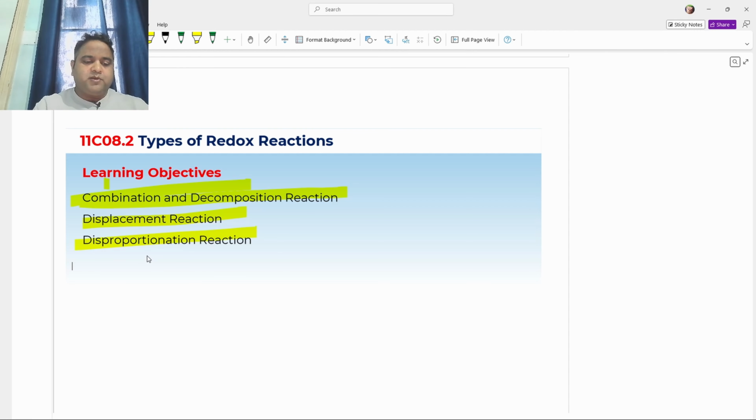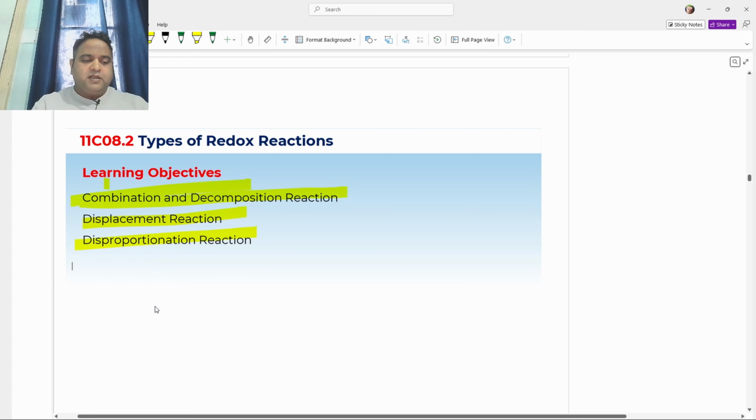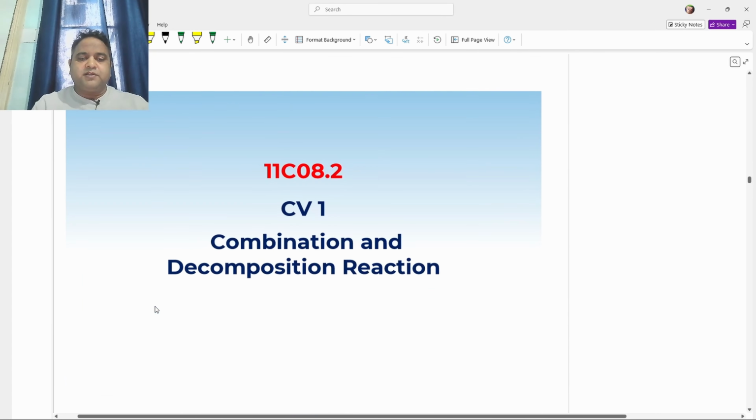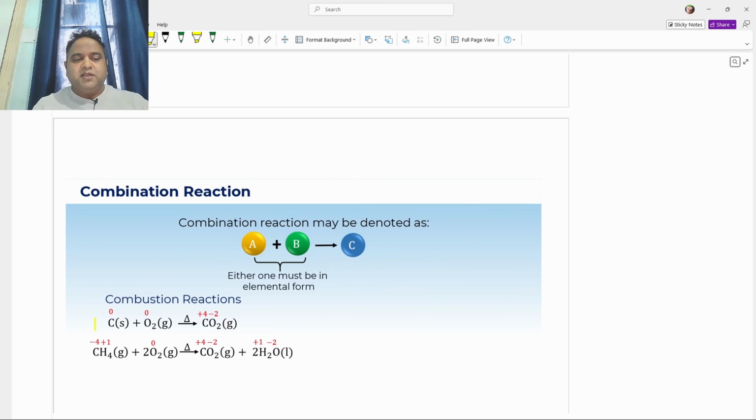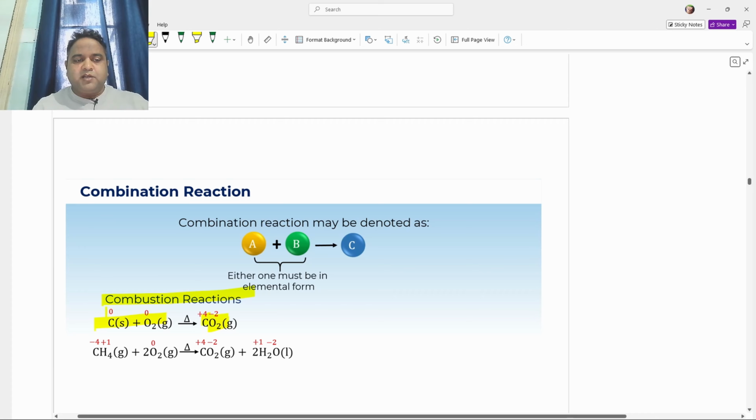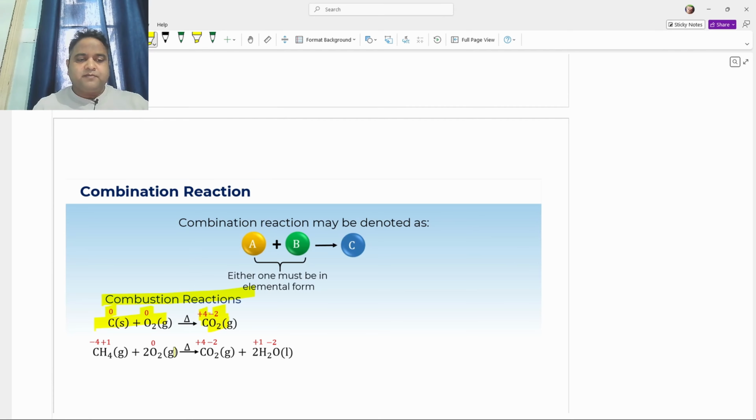Let us take the example of combination. C plus O2 is equal to CO2. Very simple example. In this case, oxygen chemically combines with the carbon. During this combination, we can observe that there is a change in oxidation state. Carbon is 0, on the right hand side +4; oxygen is 0, on the right hand side -2. Overall, it is a kind of oxidation.